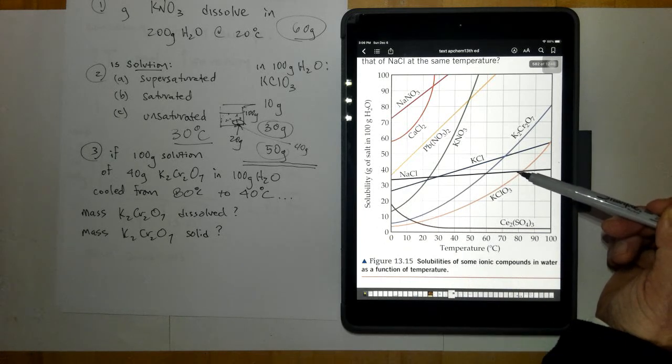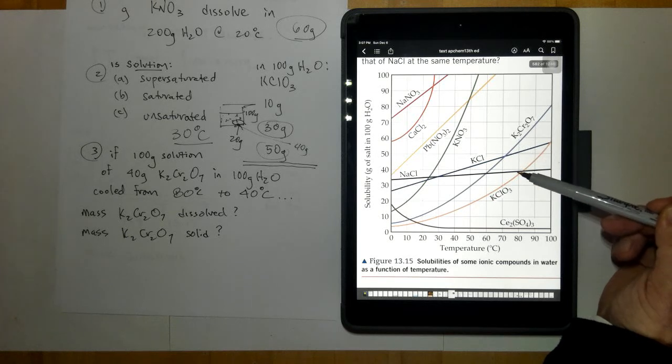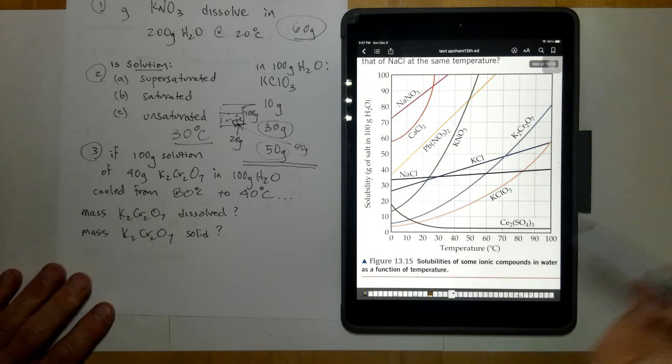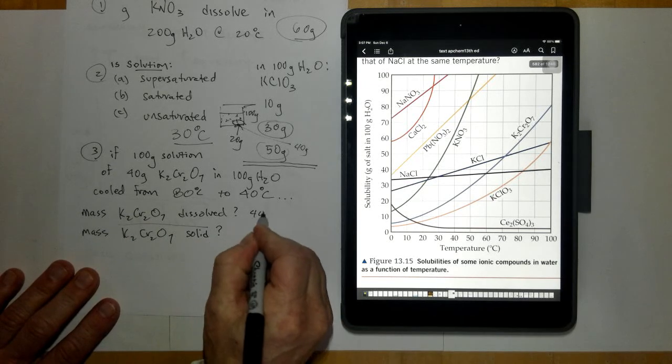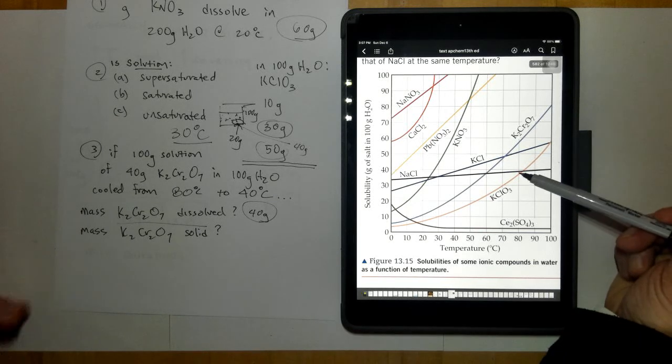So at 80 degrees right here, we would have, let's see, I could dissolve up to about, oh, that's probably about like 58 grams. But I only have 40 grams in there. So at this point, the mass of K2Cr2O7 is 40 grams that are dissolved. So at this point, there are 40 grams that are dissolved. I could dissolve more, but at that point, I have 40 grams dissolved.